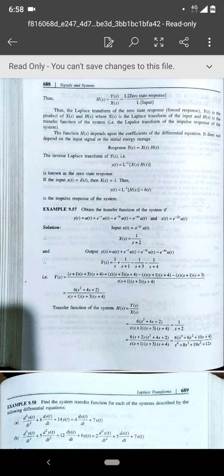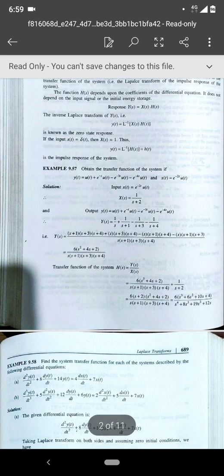When you take the Laplace transform of the response, that is y of t, it becomes y of s, and the input transforms from x of t to x of s. So what is x of s? The Laplace transform of e raised to minus 2t is well known, that is 1 by s plus 2.